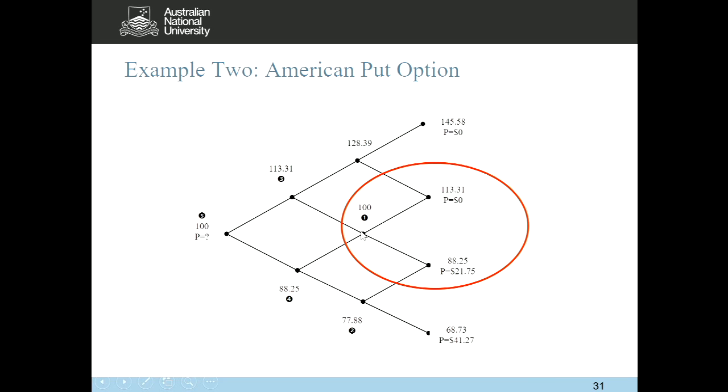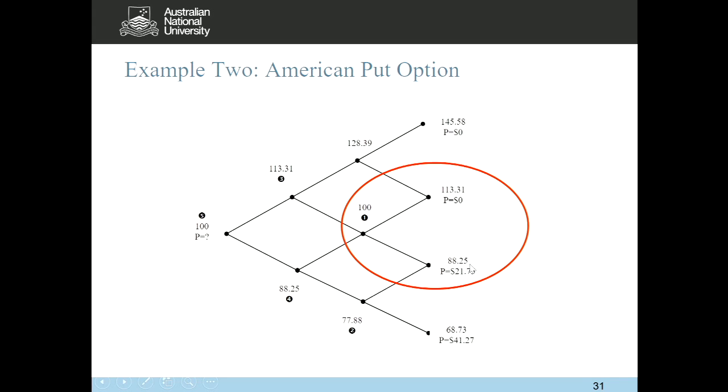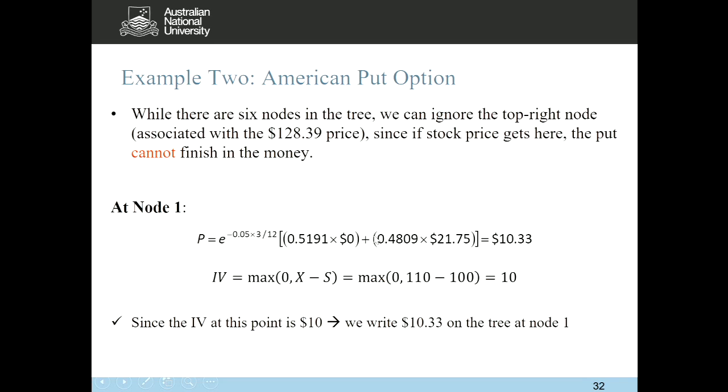All right? So we're standing here in node 1, and we're thinking 3 months ahead. We know the probability for the share price to go up. If it goes up to 113, this put option has a value of nothing. Now, for the share price to go down to 88.25, it has a payoff of 21.75. So that's the probability of that happening. And then we're going to discount back 3 months, right? Because we split 9 months into 3-month steps. And we discount back using the risk-free rate. We get the discounted payoff of $10.33.